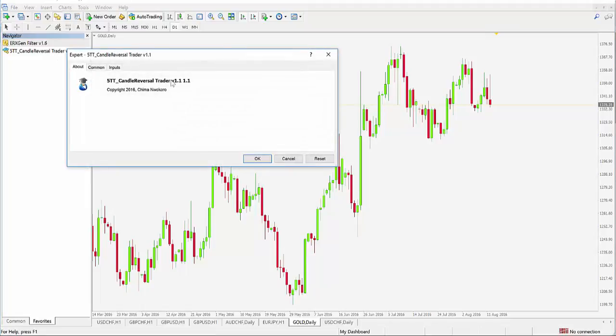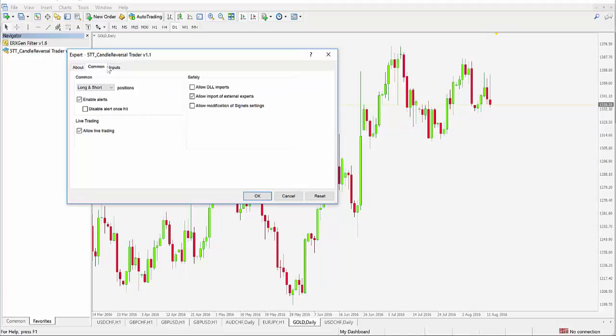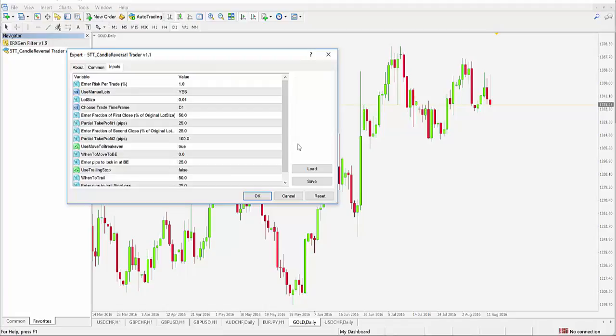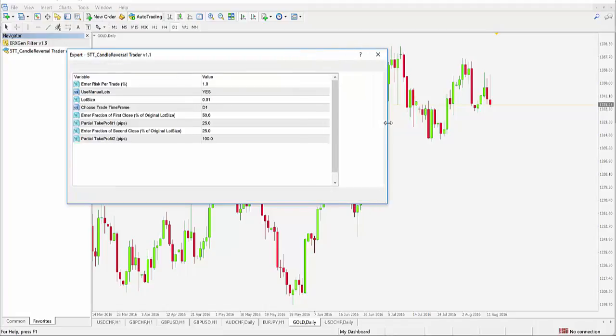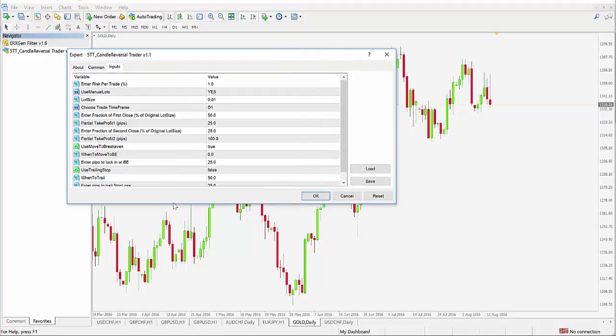Drop the expert advisor on the chart. These are the settings. To enable that, enable live trading. Enable alerts. The important one is to enable allow live trading. So, inputs. Now let's spread it out a bit.